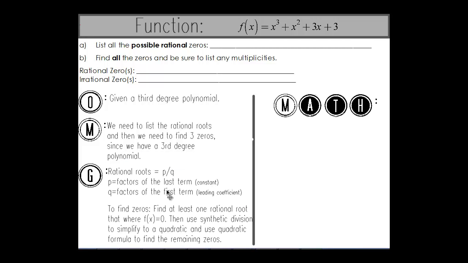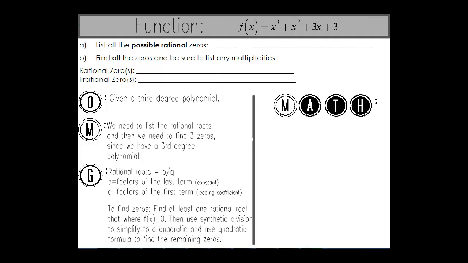Our game plan is first to use the rational root theorem, which is p over q. P represents the factors of the last term or the constant term. Q represents the factors of the first term or the leading coefficient. And then to find the zeros, we're going to follow this process.